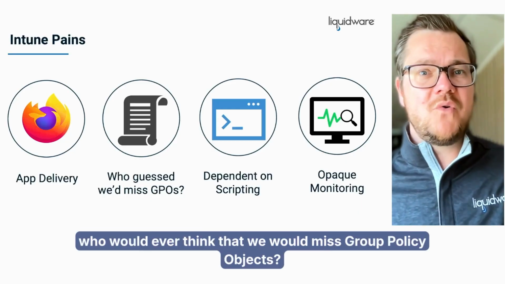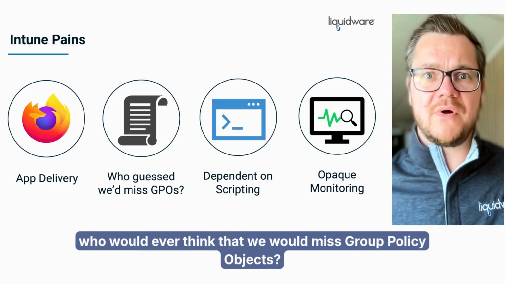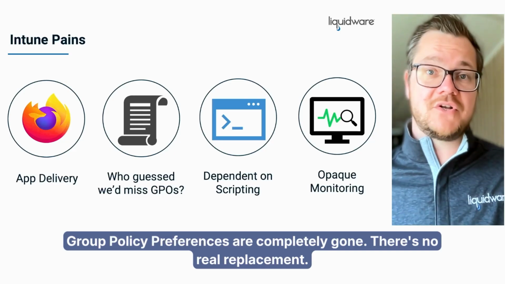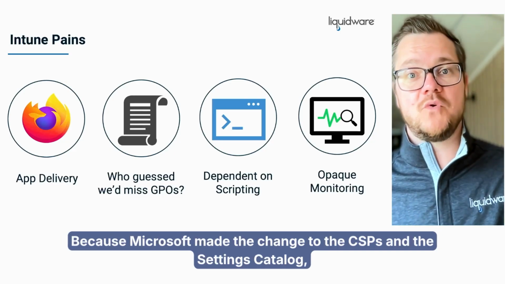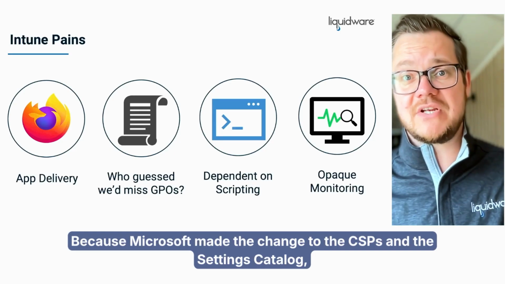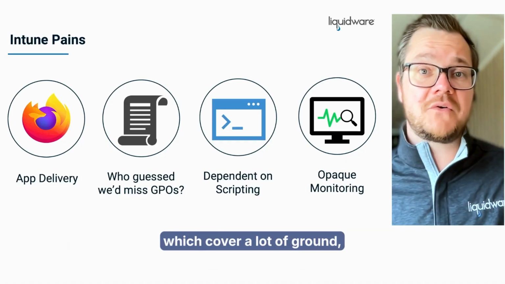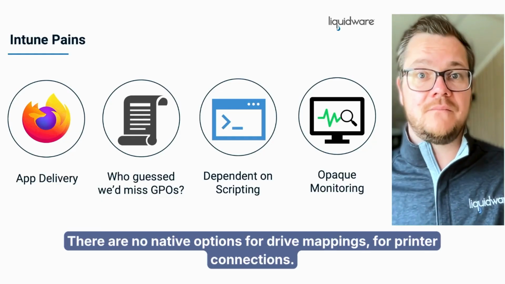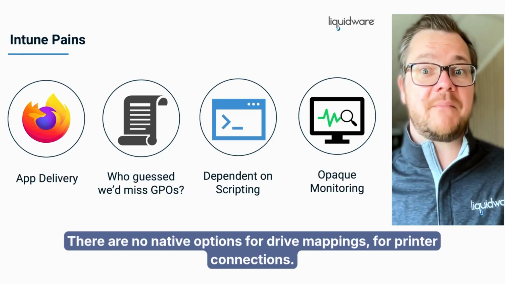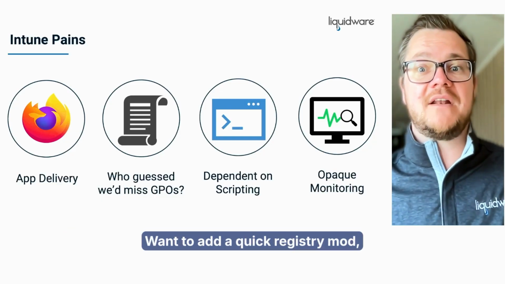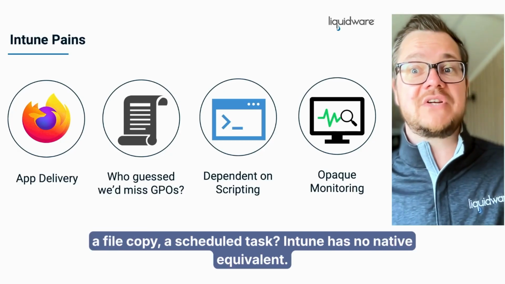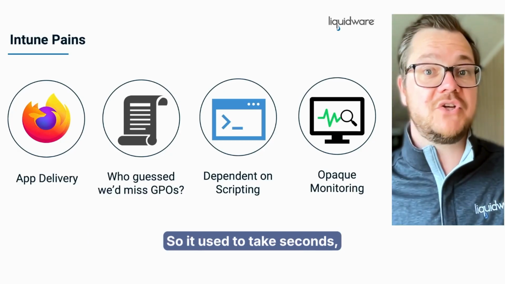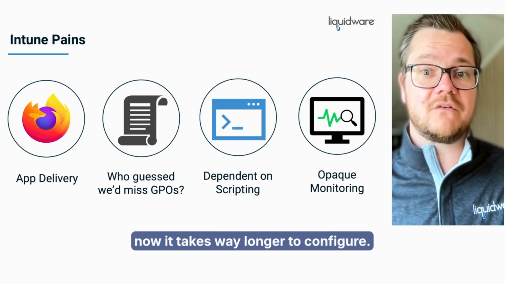As a second one, who would ever think that we would miss group policy objects? Group policy preferences are completely gone. There's no real replacement, because Microsoft made the change to the CSPs and the settings catalog, which cover a lot of ground, but are not as extensive as our GPOs used to be. There are no native options for drive mappings or printer connections. Want to add a quick registry mod, a file copy, a scheduled task? Intune has no native equivalent. So it used to take seconds, now it takes way longer to configure.